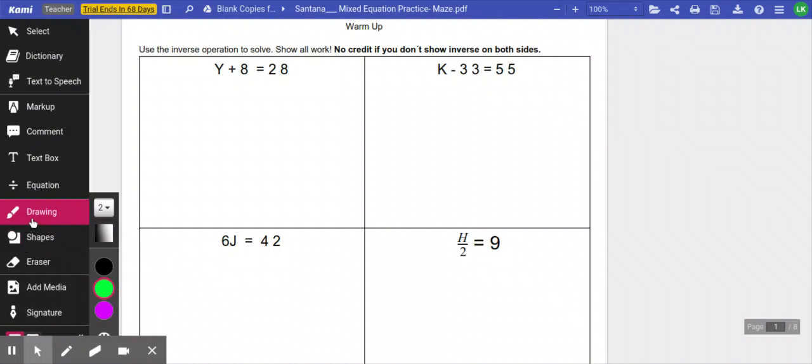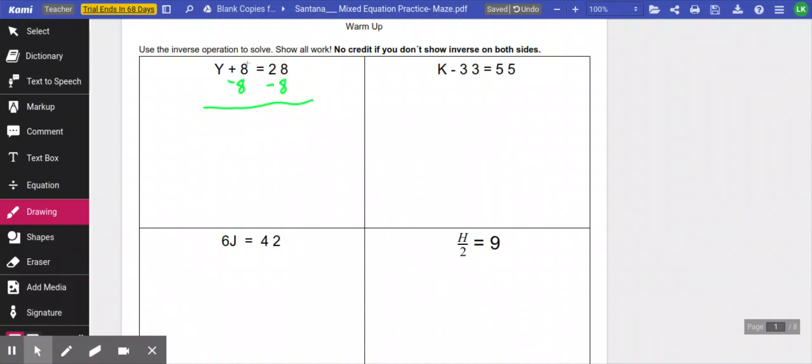All right, let's check out your answers. The inverse of plus 8 is minus 8. Remember, you want to be looking to see what is happening to the variable y. So it was plus 8. Opposite or inverse is minus 8. Make sure you do that on both sides. If I have 8 and I subtract 8, it becomes 0. And 28 minus 8 is 20.